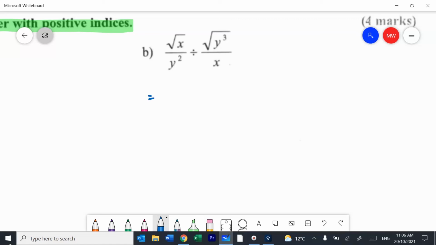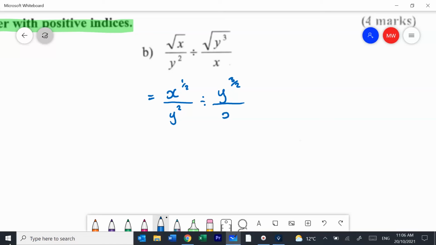So in this case, the square root of x is the same as writing x to a half. Y to the 2. And we've got y to the 3 halves. And we've got x, and this is really x to the 1. Now, you can skip this step, but I'm doing it so it's clear. So this next step is where you could jump straight to.